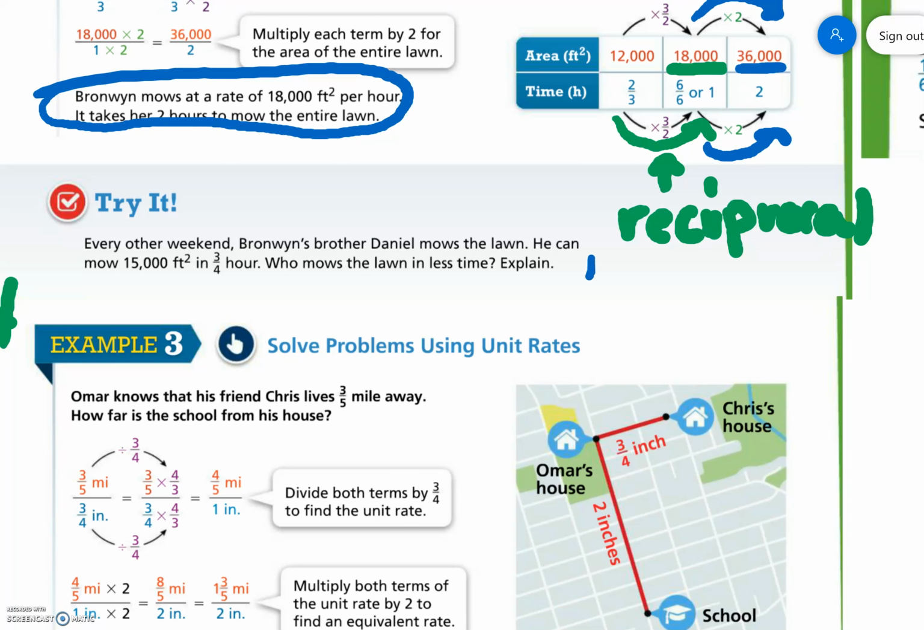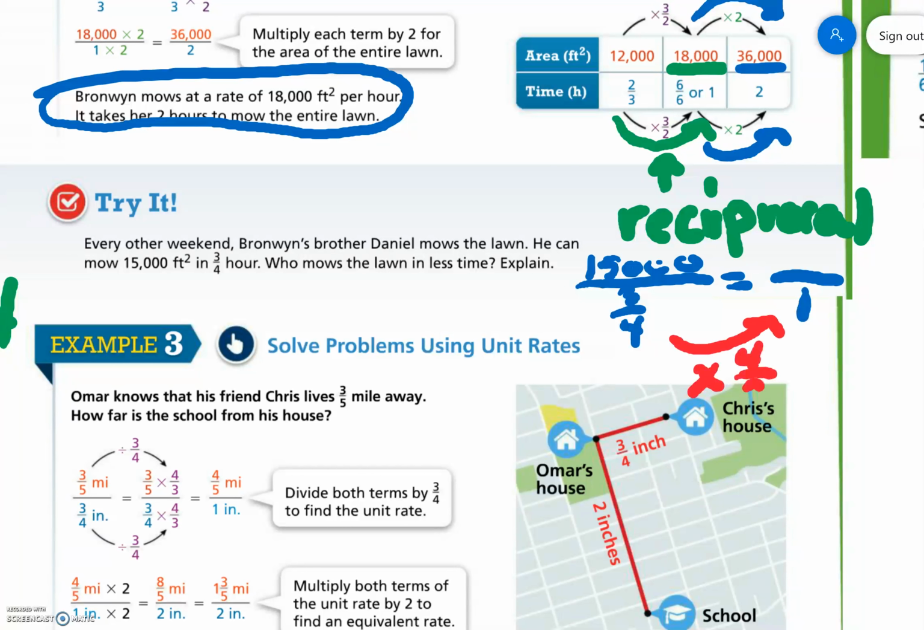Well, let's see. If we have 15,000 divided by 3/4, we're trying to find the unit rate. So instead of dividing by 3/4, I can multiply by the reciprocal. So you multiply by 4/3. So that is going to give me 20,000. So Daniel can mow 20,000 feet in 1 hour.